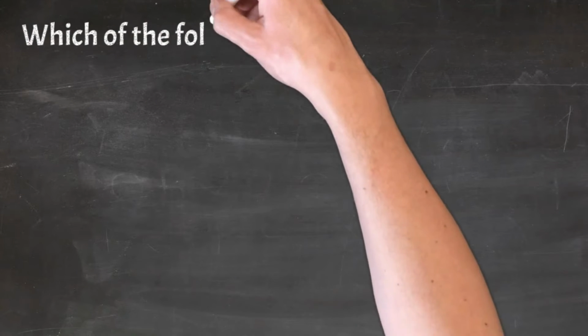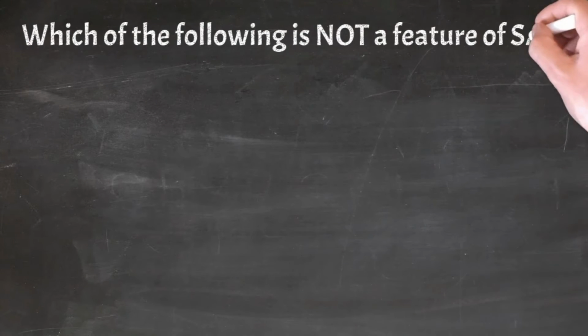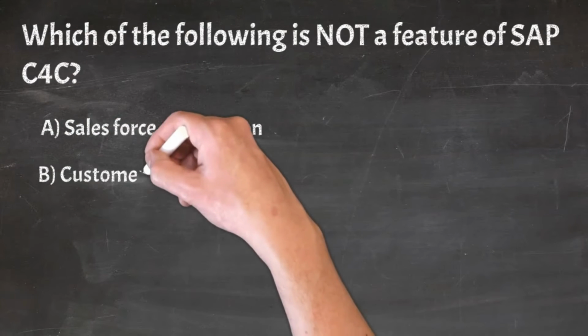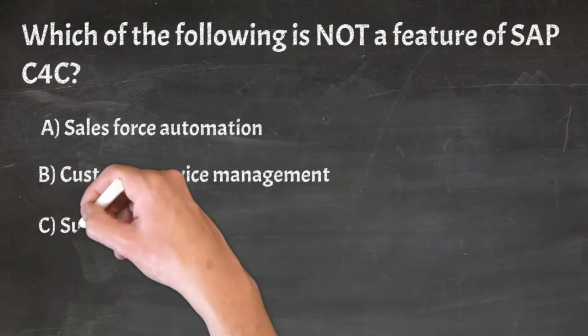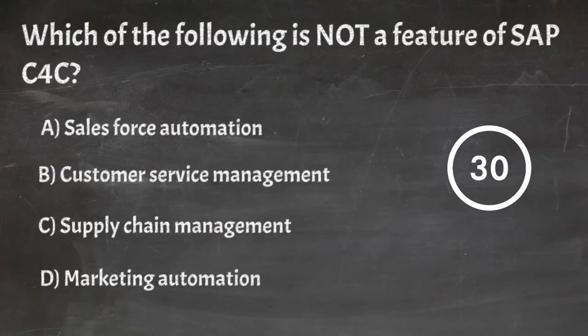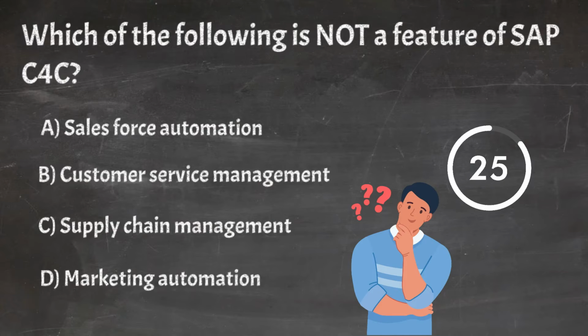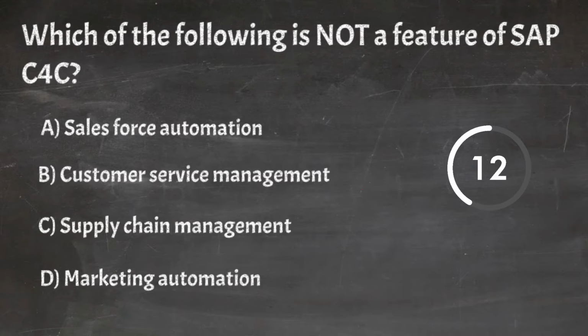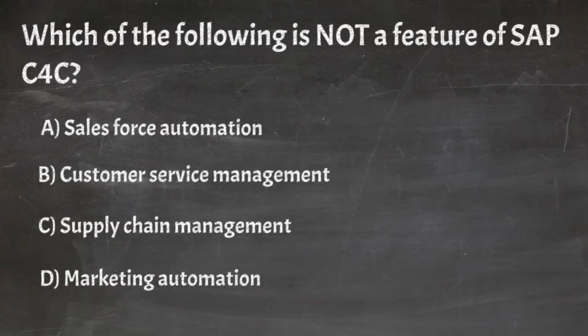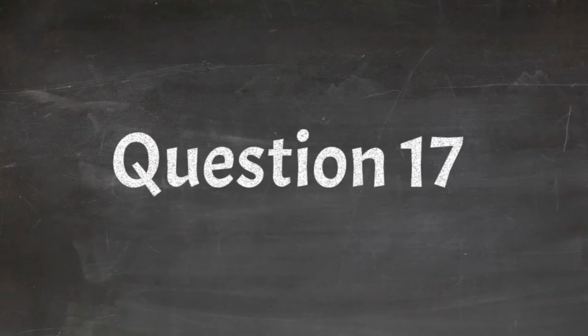Question 16. Which of the following is not a feature of SAP C4C? A. Salesforce automation. B. Customer service management. C. Supply chain management. D. Marketing automation. Correct answer C.